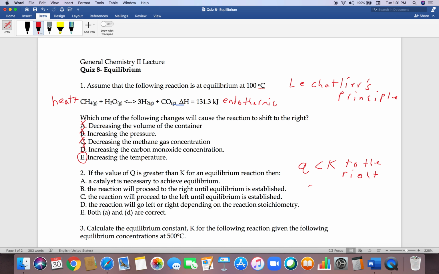And if Q is greater than K, my apologies, if Q is greater than K, the reaction is going to want to proceed to the left. And if Q is equal to K, we're at equilibrium.